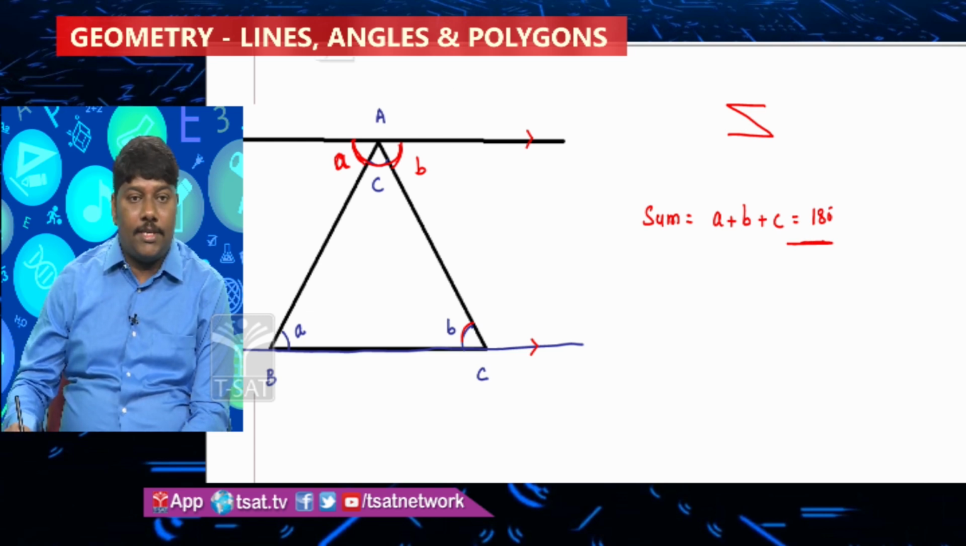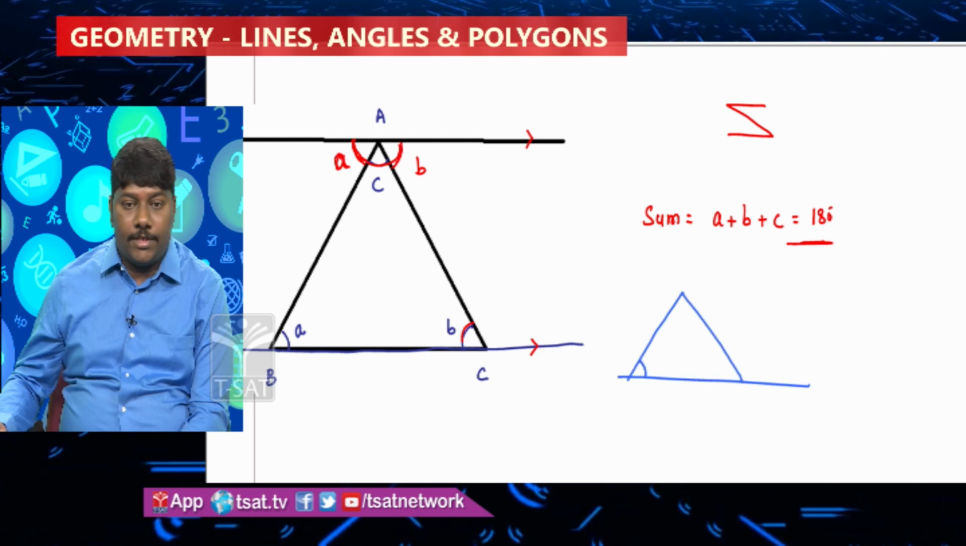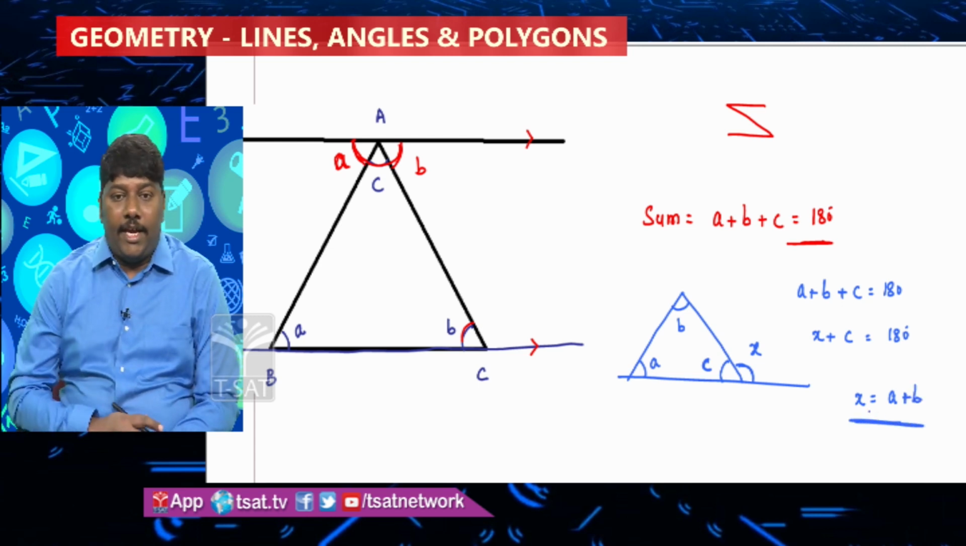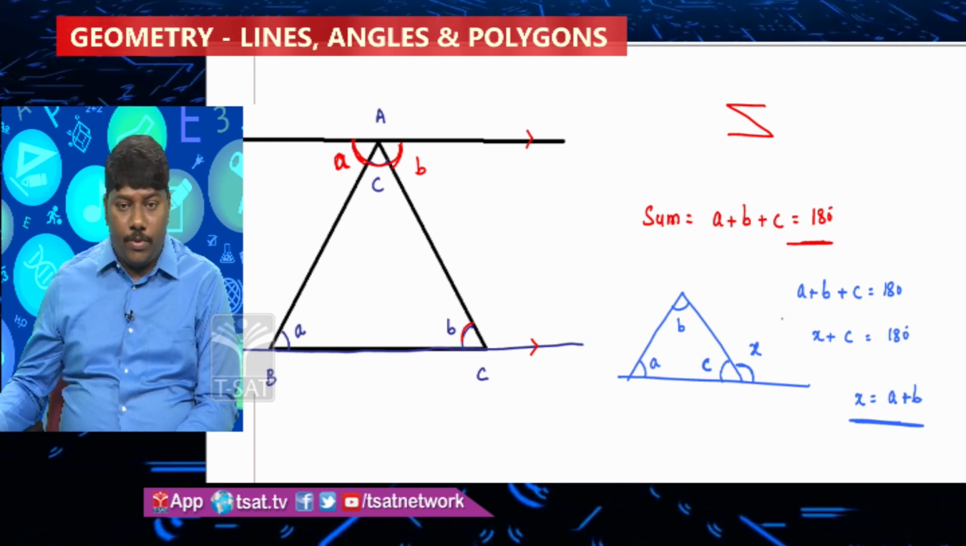If you look at any external angle of a triangle, if this is angle A, this is B, this is C, right? Let's say the external angle is x. We know A plus B plus C is equal to 180. Just now we found that. Now we also say x plus C is also what? 180. So what should come in place of x? A plus B.